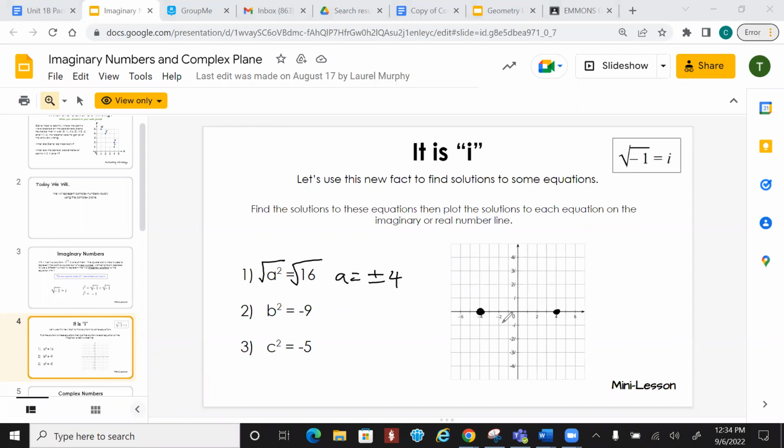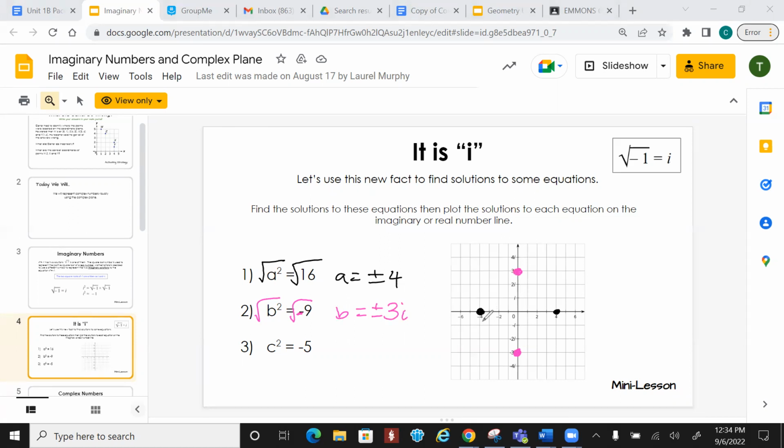Okay. On number 2, we're going to do something similar, except this time when we take the square root, we have a negative underneath the radical. So that means that we're going to have positive and negative. What's the square root of 9? 3. And since it has a negative underneath the radical, we're going to put an i. So the place that we're going to plot that at is up to 3i here and down to -3i.